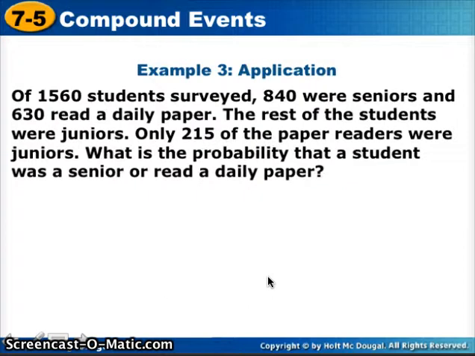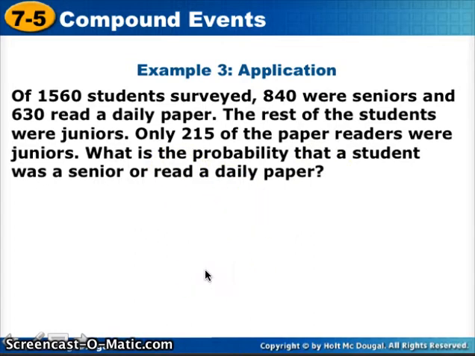All right, and last example. 1,560 students were surveyed, 840 were seniors, and 630 read a daily paper. The rest of the students were juniors. Only 215 of the paper readers were juniors. What is the probability that a student was a senior or read the daily paper?